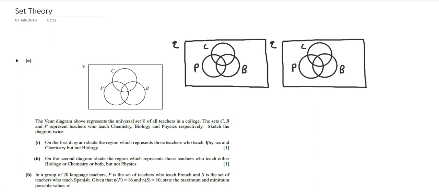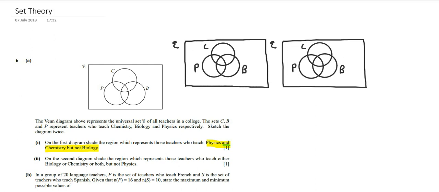Let's underline the keywords first. So physics and chemistry but not biology. So one thing you want to consider here for sure is this word and. If it said physics or chemistry, that could mean this whole region here, right? Because you could be a physics teacher or a chemistry teacher or both. But if it's physics and chemistry, then we're looking only at this intersection region here.